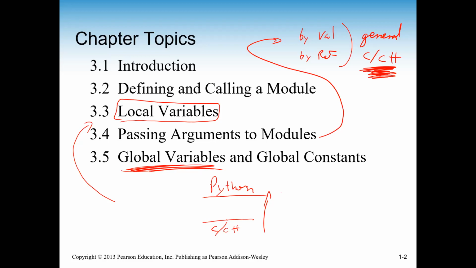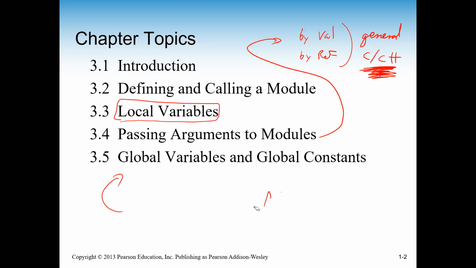All right, so these are the topics then: defining and calling a module, local variables, passing arguments to modules, and global variables and global constants. Initially though, when you're starting to program, you should use global variables. I don't want you to misunderstand; I don't want you to overcomplicate things. When you're starting out, everybody uses global variables. Use them extensively if you want to.